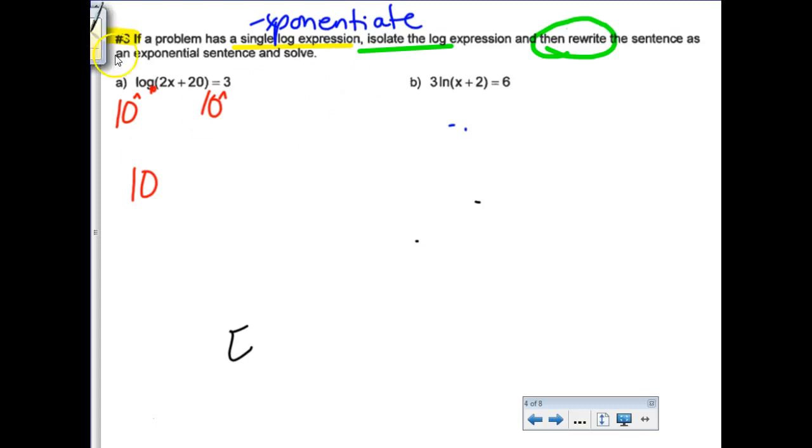Okay, 10 to the log of 2x plus 20 power, there we go, equals 10.